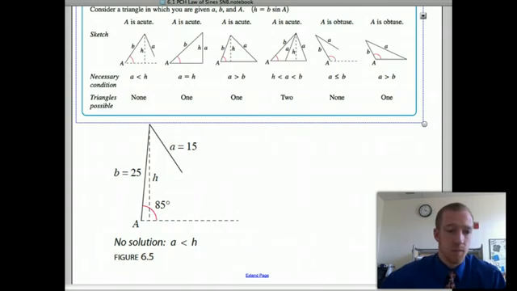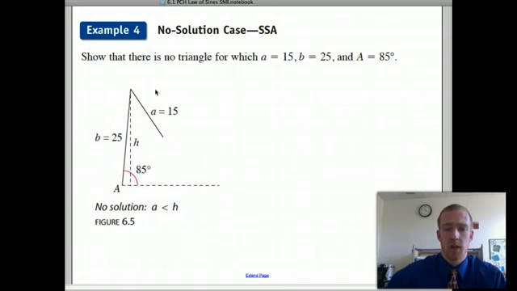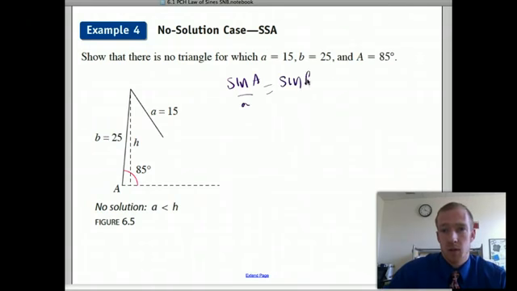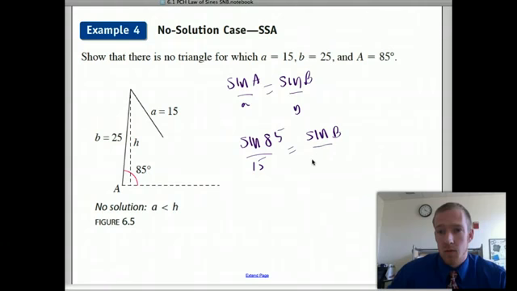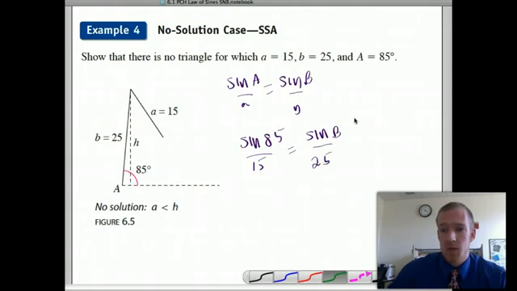So let's prove that it has no answer. If I build my triangle, and I'm not quite sure if this can reach, I'm going to do sine of A over A equals sine of B over B. So that gives me sine of 85 over 15 equals sine of B over 25. You can multiply both sides by 25.